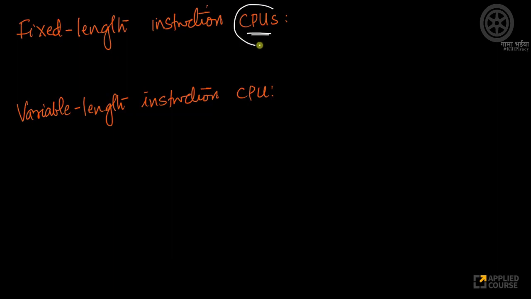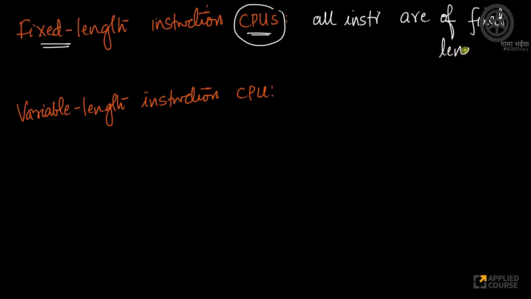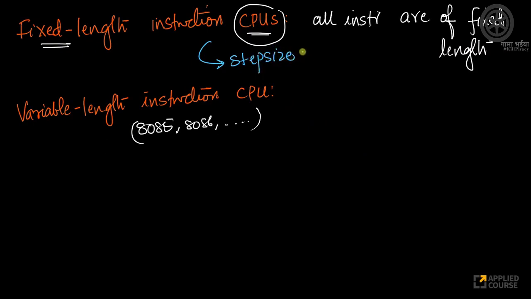There are some older CPUs which are called fixed length instruction CPUs, where all instructions are of the same size, or fixed length. Okay, these are not popular anymore. Today, even slightly older microprocessors like 8085, 8086, and all the modern processors have variable length instruction CPUs, which is exactly like this. Every instruction has a different length. So if you have a fixed length instruction CPU, right, then your step size is fixed. You don't have to keep updating the step size.